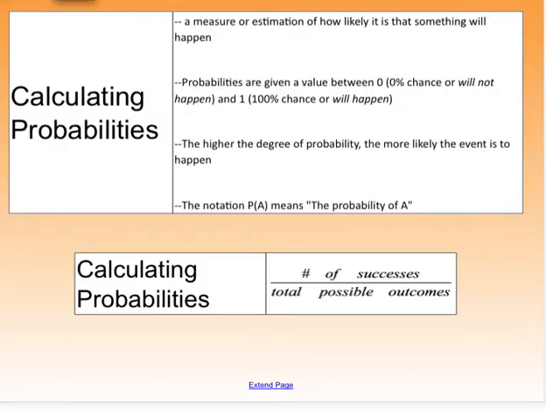So first, taking a look at calculating out probabilities. And so this is actually your big box on your sheet. I know two of them say calculating probabilities. This top one is your big box. That is a measure or estimation of how likely it is that something will happen. So that's what the probability is. How likely is it to happen? Probabilities are a value between 0 and 1. 0% chance meaning no way that's going to happen, and 100% chance meaning it's guaranteed or will happen.